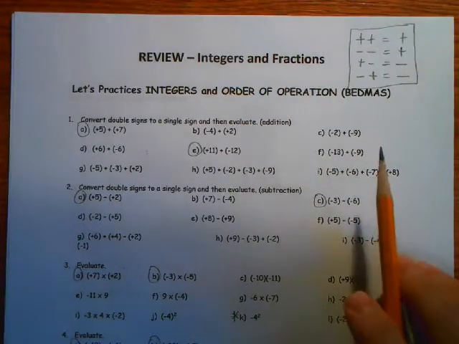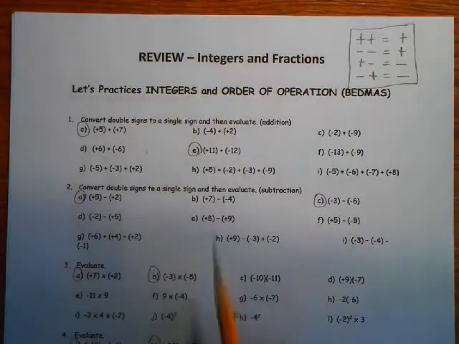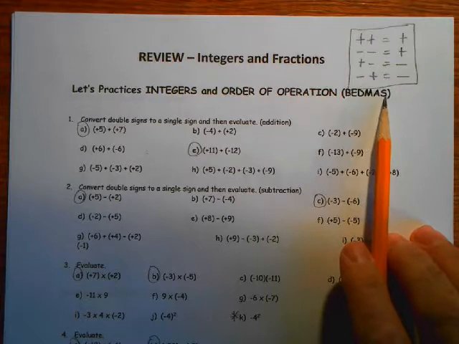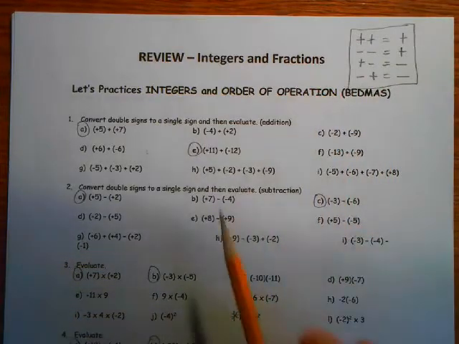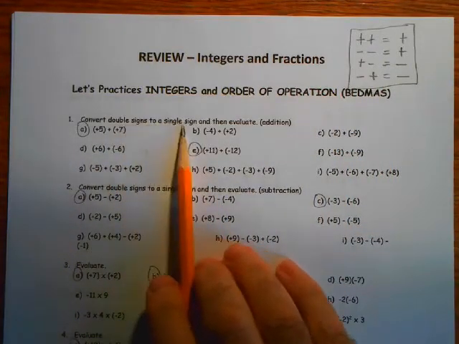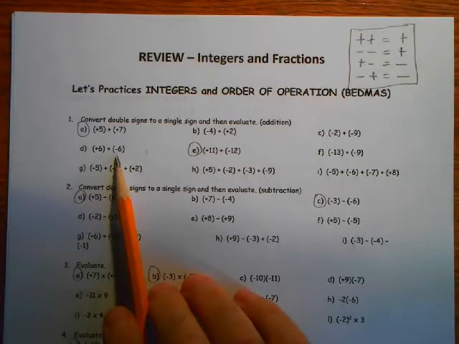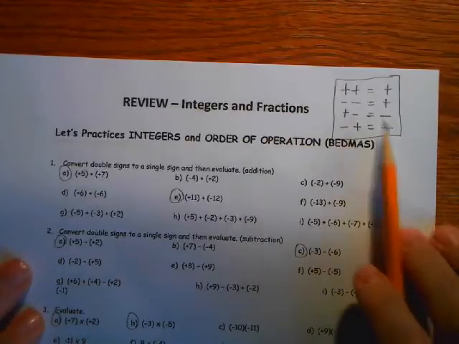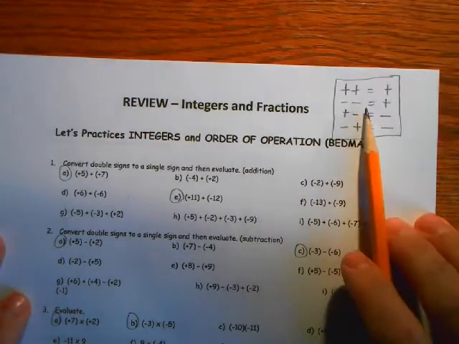So the first day, integers in order of operations on the first page, BEDMAS. Remember that stands for brackets, exponents, division, multiplication, addition, subtraction. That tells you the order you do things. This is just based on the double signs. If you see 2 signs in a row, what you want to do is always change those to a single sign. Okay, so here's the little legend here.